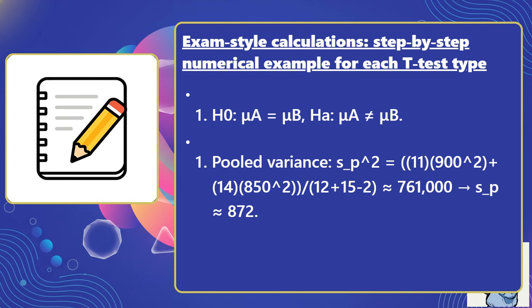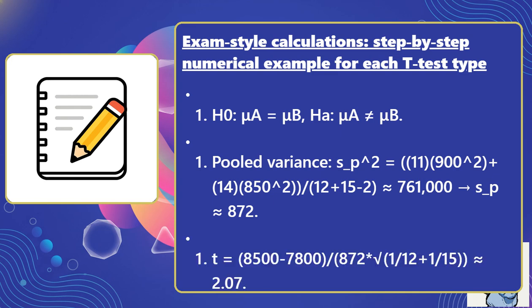2. Pooled variance s sub p squared equals (11 times 900 squared plus 14 times 850 squared) divided by (12 plus 15 minus 2), approximately 761,000. So s sub p is approximately 872. 3. t equals (8,500 minus 7,800) divided by 872 times root (1 over 12 plus 1 over 15).